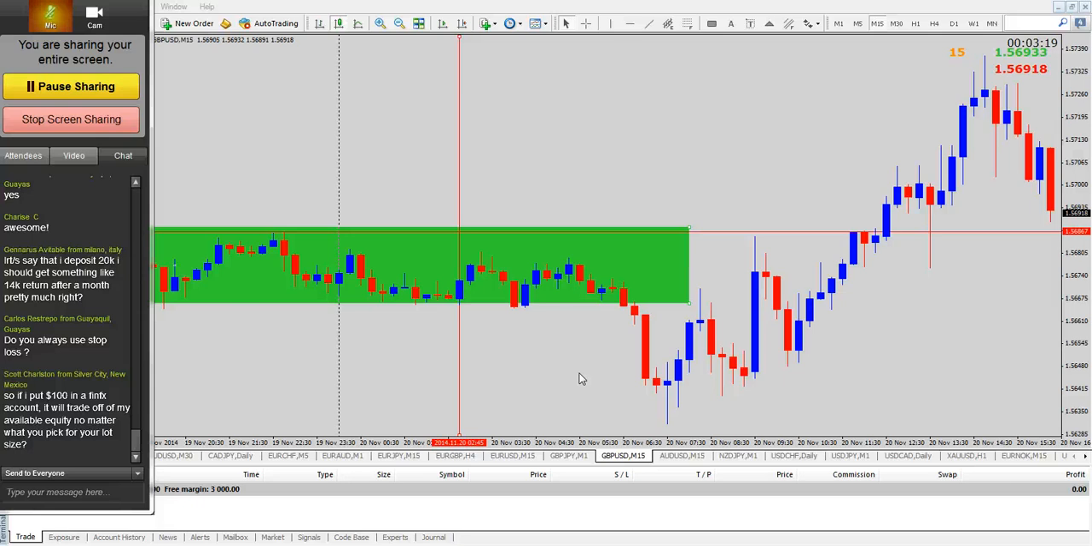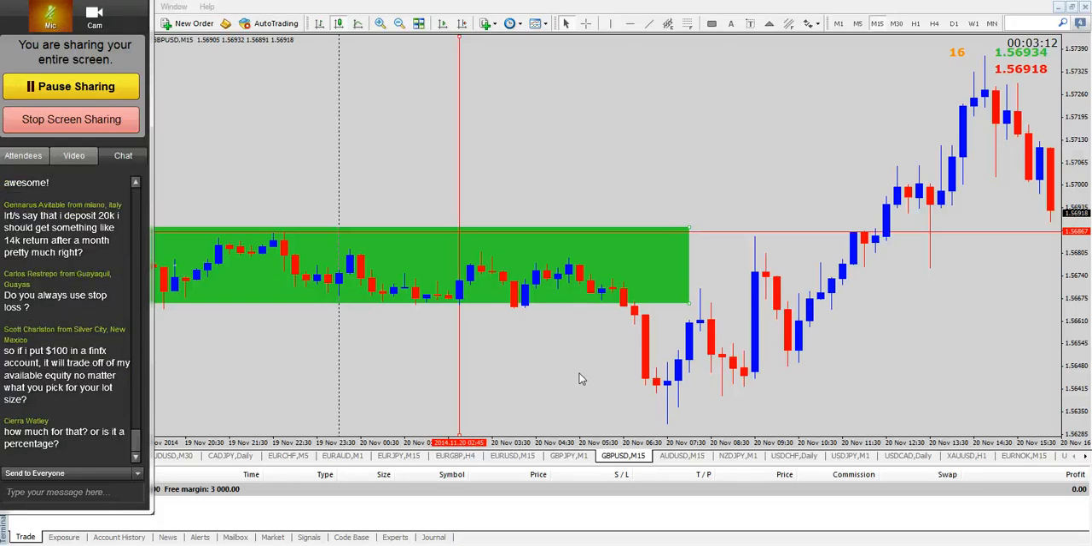Now, if you put $100, you have between $3 to $5 in stop loss. So at 0.01 lots, you have a 30 to 50 pip swing.